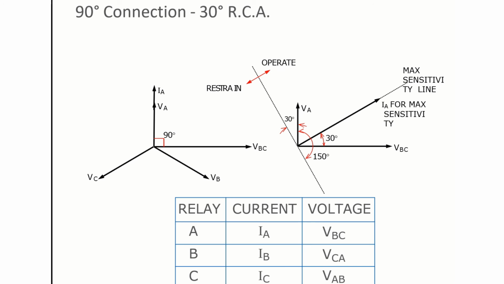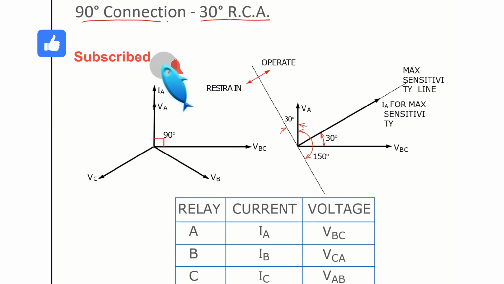Now consider a case of 90-degree connection with 30-degree RCA. Again, 90-degree connection, 30-degree RCA means my connection angle is 90, that is I am using VBC as a reference polarizing voltage for A phase fault. 30-degree RCA, this is not minus 30, this is 30-degree RCA, 90-degree connection. So 30-degree RCA means now with respect to quadrature voltage, my applied current will be 30 degrees shifted.